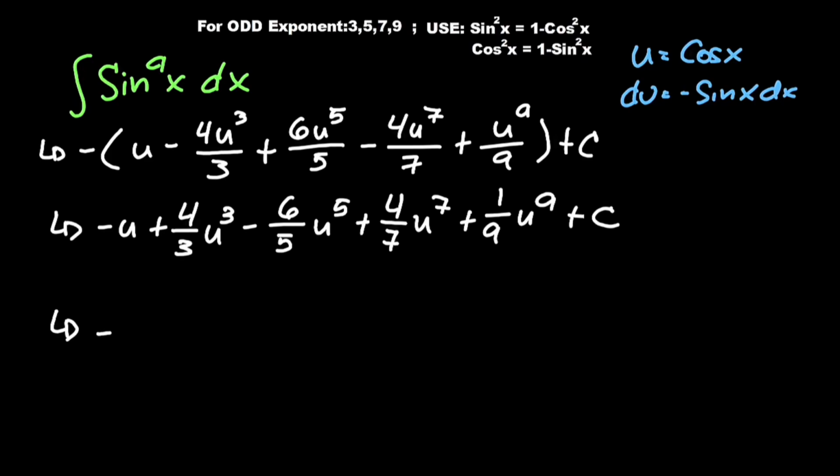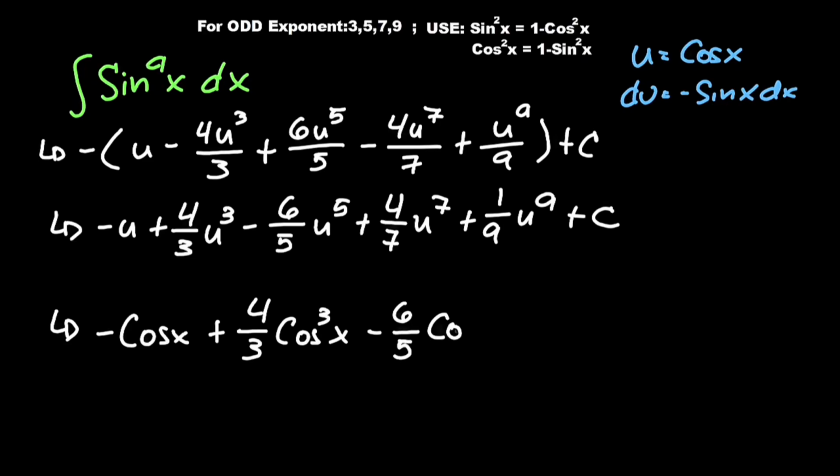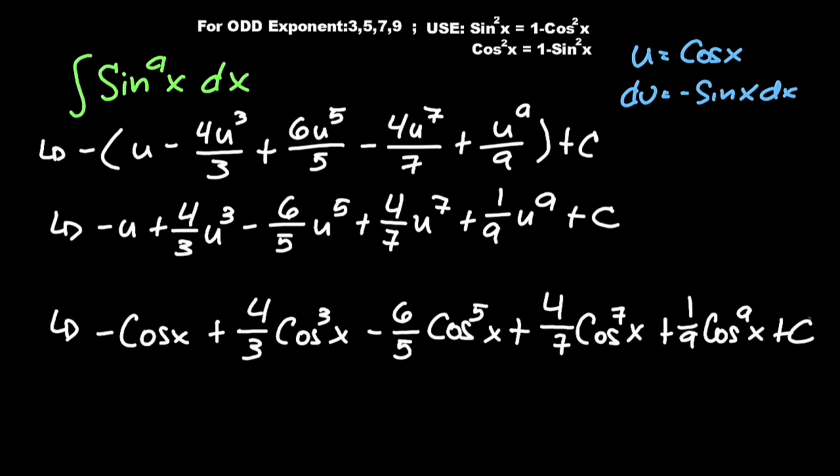and substitute u back into its original form. So the final answer would be negative cosine of x plus 4 over 3 cosine cube of x minus 6 over 5 cosine to the power of 5 of x plus 4 over 7 cosine to the power 7 of x plus 1 over 9 cosine to the power of 9 of x plus c.